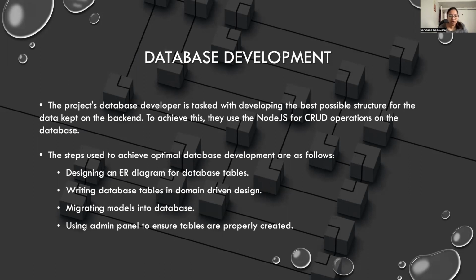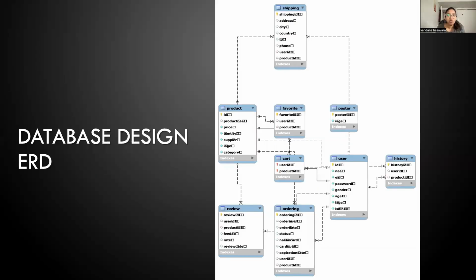The steps used to create this optimal database are designing an ER diagram for the database tables, writing the database tables in domain-driven design, migrating models into the database, and using admin panels to ensure tables are properly created. So this is the ER diagram for our database. We have all the tables that we've created in here, and the columns and the keys and everything is available here.